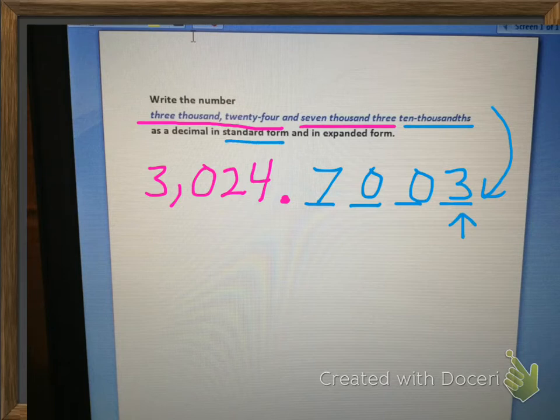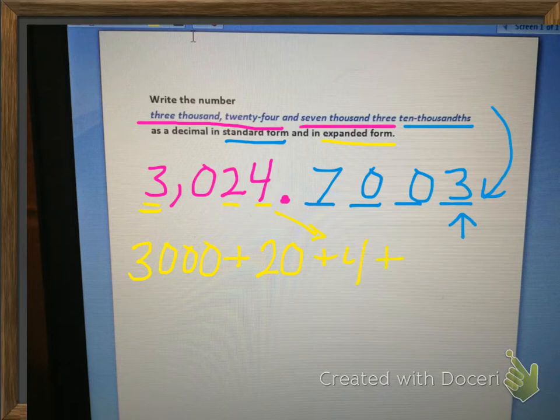Okay, so that takes care of standard form. Now, to change it into expanded form, every non-zero digit has to be written as a separate number. So the 3 really means 3,000. That's what the 3 right here really means. There are no hundreds again, so the 2 represents 2 tens, or 20. The 4 represents 4 ones, which is just 4.